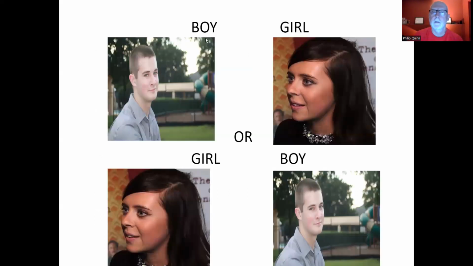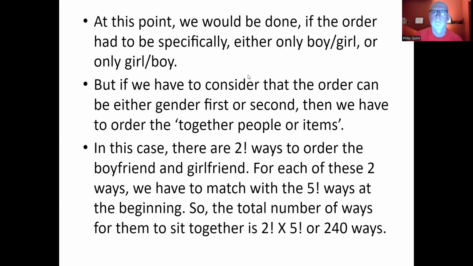We have to remember that as they're seated together, it could be boy, girl, or girl, boy. So we have to keep that in mind. Now, at this point, we would be done if the order had to specifically be either only boy, girl, or only girl, boy. But in most of these questions, we have to account for the order of the together items. In this case, the boy and the girl.